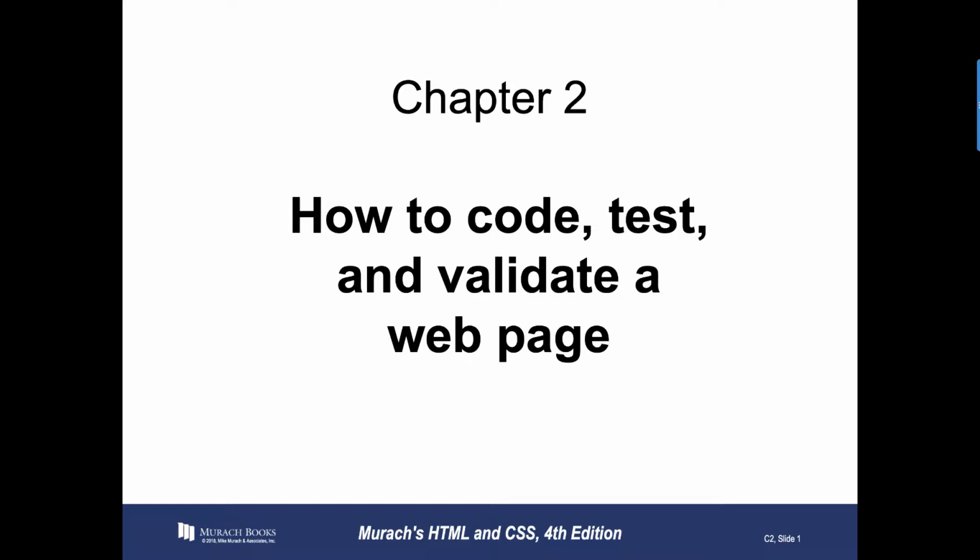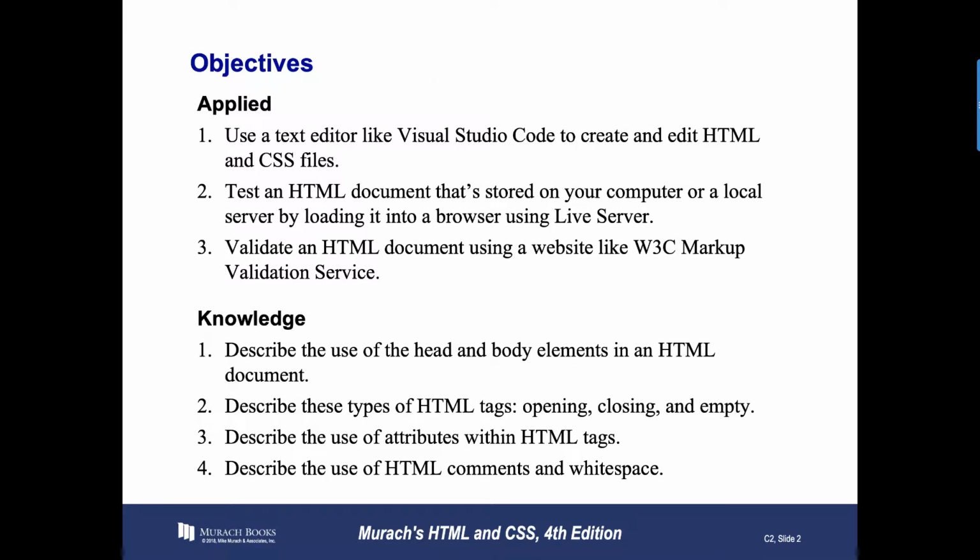Chapter 2 and Module 2 in this course is going to cover how to code, test, and validate a web page. Now, here are some of the objectives. The applied objectives are going to be use a text editor like Visual Studio Code to create and edit HTML and CSS files. Now, if you watch the videos from Module 1, I demonstrated how to set up Visual Studio Code and a lot of things that are covered in Chapter 2 in the book. Also, the textbook uses the Adobe Brackets editor, and we are using the Microsoft Visual Studio Code editor. So in the chapter, ignore the material on Brackets.